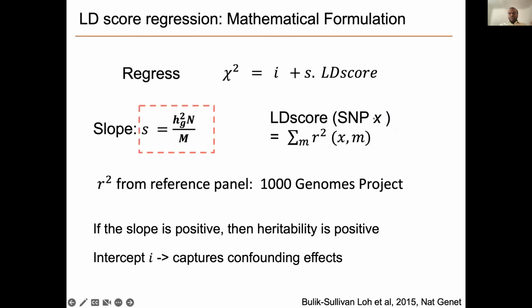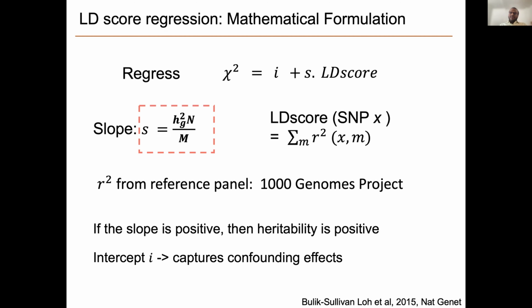What was quite interesting, however, is that if you build a model to regress the chi-square statistics on the LD scores, and look at the slope of that regression model, based on the mathematical formulation, the slope is actually a function of h squared g, or the heritability. In fact, the slope is h squared g times n by m, where n is the number of samples and m is the number of SNPs that you are looking at. Both of those are known. So if you can compute the slope, you can also get an estimate of heritability.